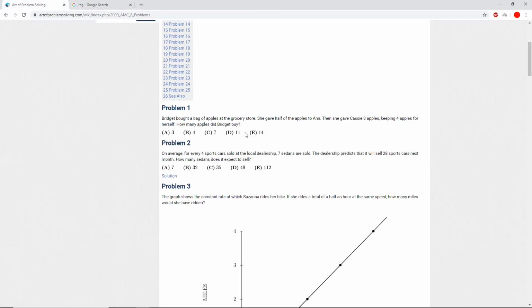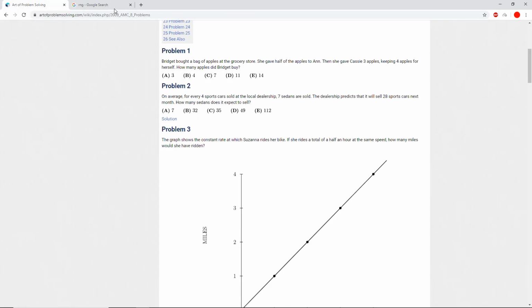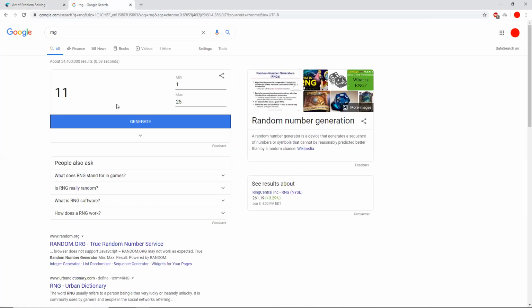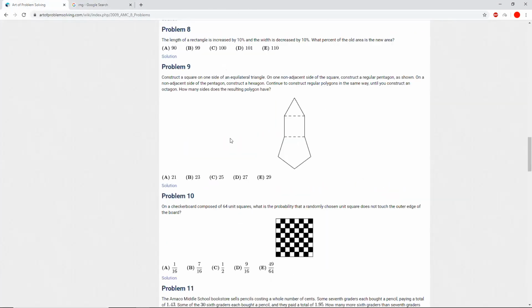Okay, so it's 14. Basically, she has 7 total after giving half of her apples away. So she has a total of 14. Yeah, good job. All right, let's see which one should I do next. Number 11.